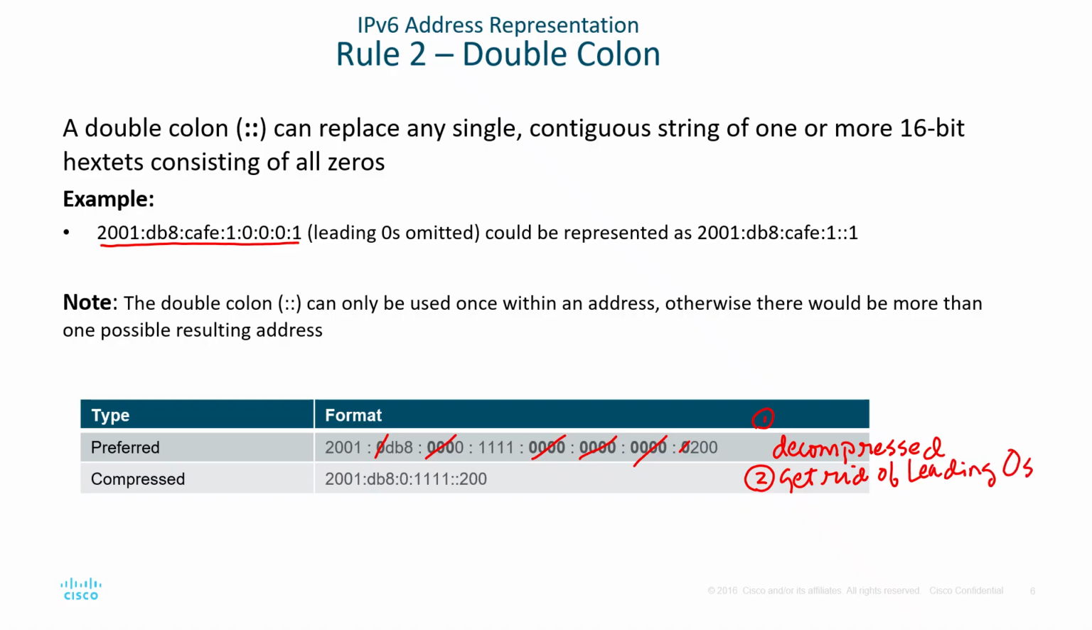I do not touch trailing zeros. Lastly, I choose where in the compressed address I want to compress it more by using that double colon. Understanding the double colon can only be used once.